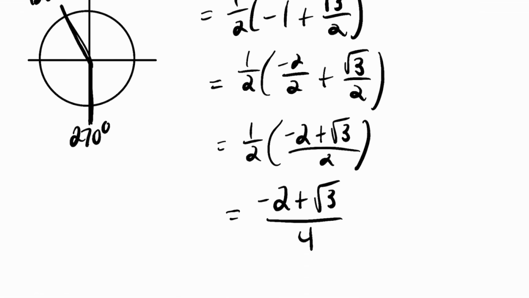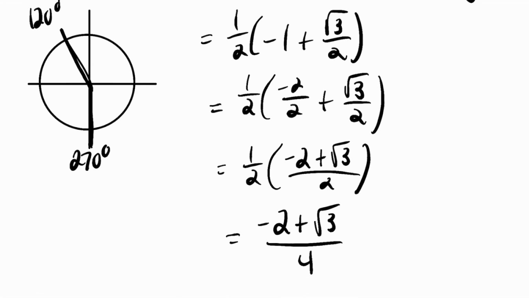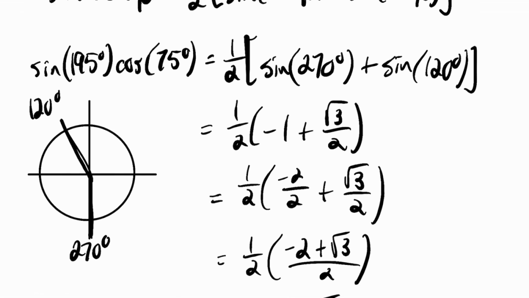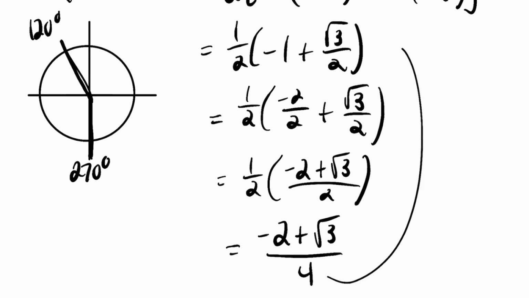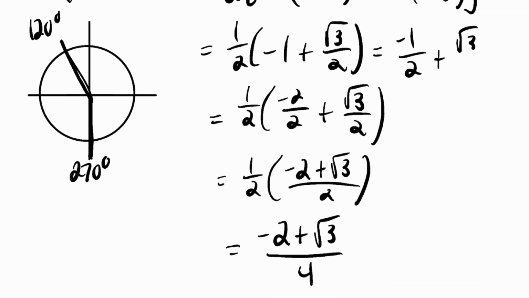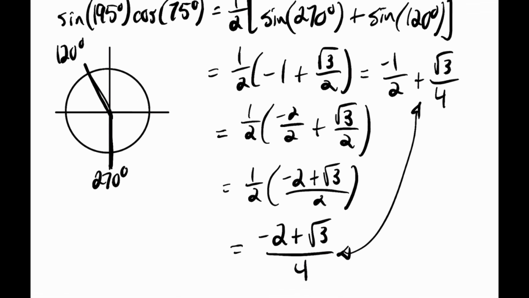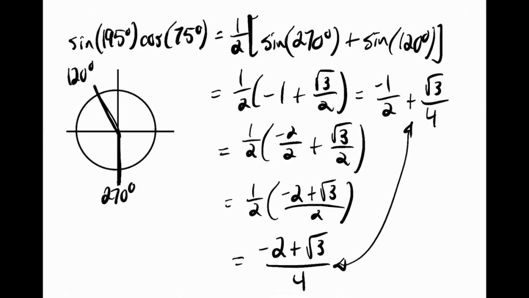In some ways, that's simpler than what we had up here. I could also have written this as, if I wanted, -1/2 plus √3 over 4. These two are equivalent. Which one you think is simpler depends on your perspective, I suppose. But there we go. That is the exact value of sine of 195 degrees times cosine of 75 degrees.